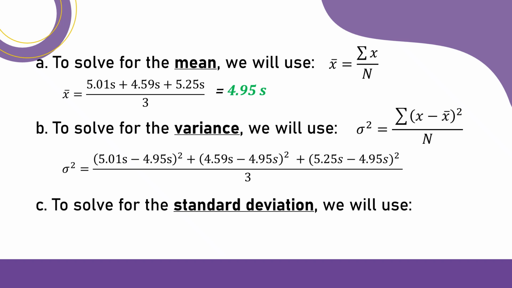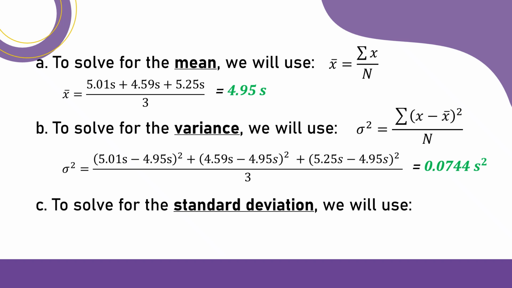Therefore, our variance is equal to 5.01 seconds minus 4.95 seconds squared plus 4.59 seconds minus 4.95 seconds squared plus 5.25 seconds minus 4.95 seconds squared all over 3. Take note that you don't need to add all the measurements and then subtract that from the mean. So to solve the variance, it should be computed one by one. So the answer is 0.0744 seconds squared.